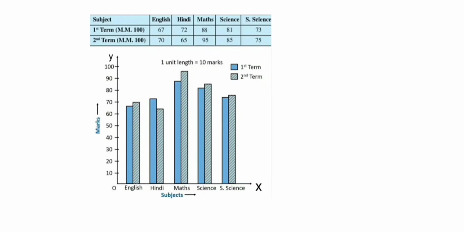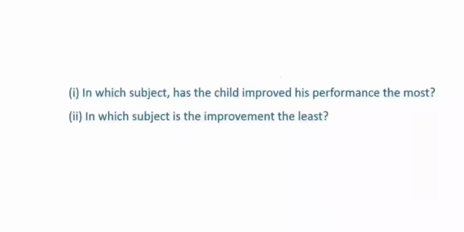So subjects are taken on the x-axis and marks on the y-axis, and the scale is 1 unit length equal to 10 marks. As it is a double bar graph, two sets of data are represented simultaneously on a graph. So we will use two sets, one lined, the other solid. English marks are 67 in the first term and 70. So first we represent 67, then 70, and so on.